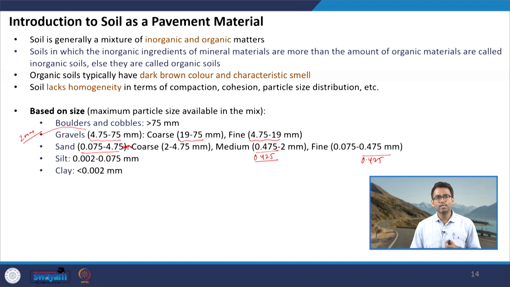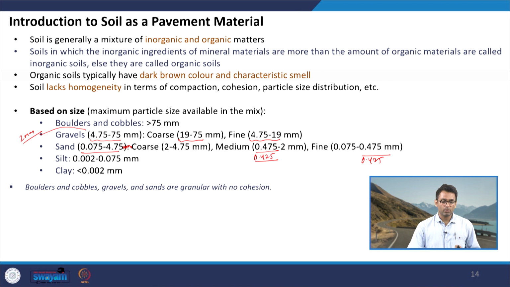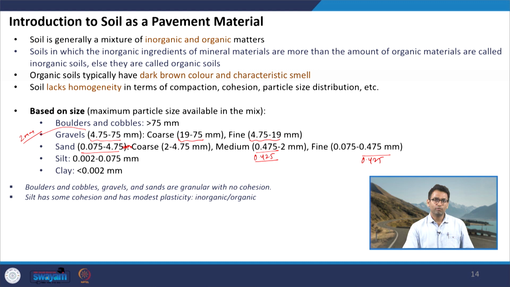Now, some of the salient features based on these sizes are that boulders, cobbles or gravels, and in fact sands, are granular particles and they do not have cohesion. They do have internal friction, they have the capability to interlock with each other, but they do not have cohesive properties between the particles. The cohesive properties start building up in the soil from silt. So, silt is the first category based on size which has some cohesion in it, and silt can have materials both from organic as well as inorganic origin depending on the source.